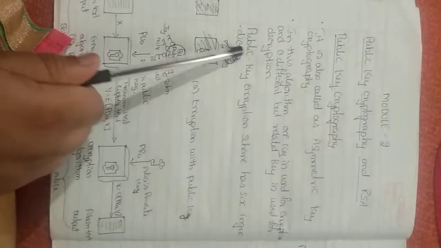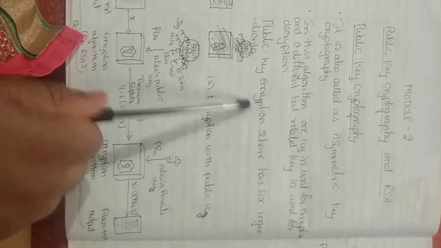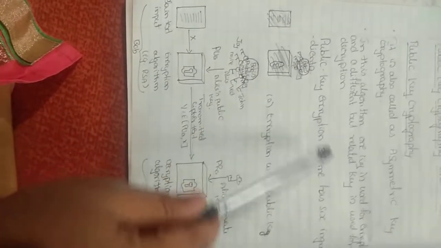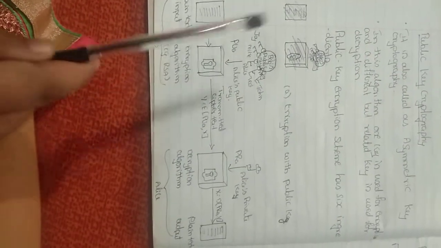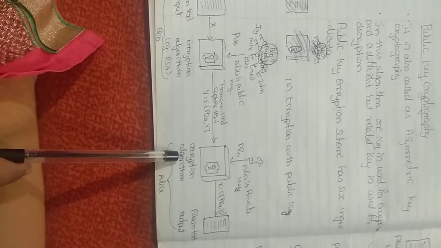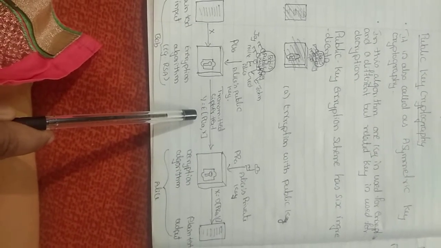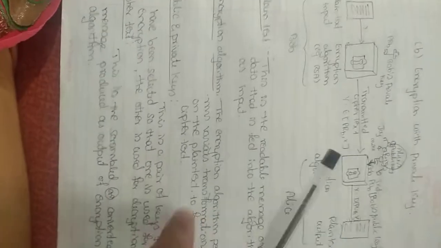Then public key cryptography has 6 ingredients. Let's see what the 6 ingredients are in a public key encryption. First one is the plain text, then the encryption algorithm, public and private keys, the decryption algorithm and the cipher text. These are the 6 ingredients used in a public key encryption scheme. Let's understand them one by one.